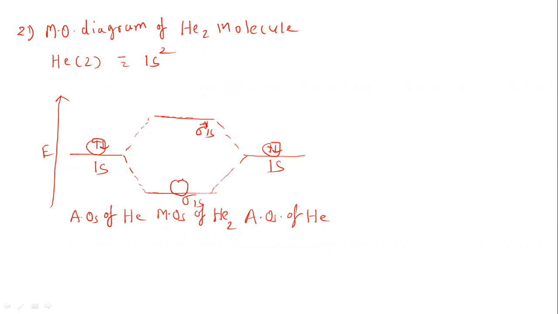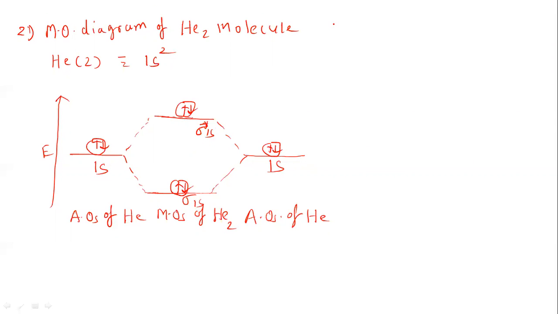So put the circle for representing the electron. Now there are 2 plus 2, 4 electrons in the molecule. The first two electrons go into the bonding molecular orbital, and the remaining 2 electrons go into the antibonding molecular orbital. So the bonding molecular orbital has 2 electrons, and the antibonding molecular orbital has 2 electrons. This is the MO diagram of the helium molecule.